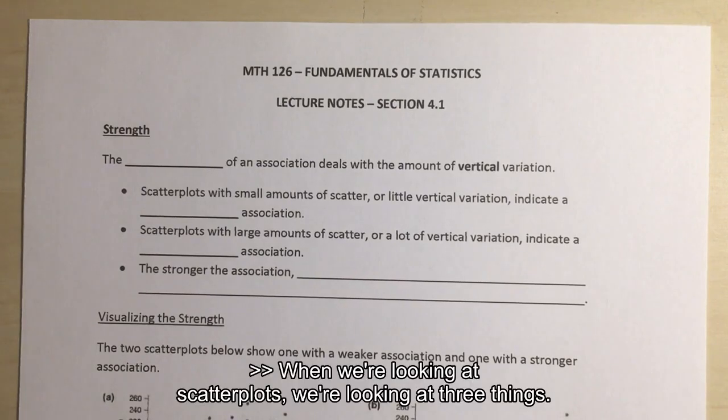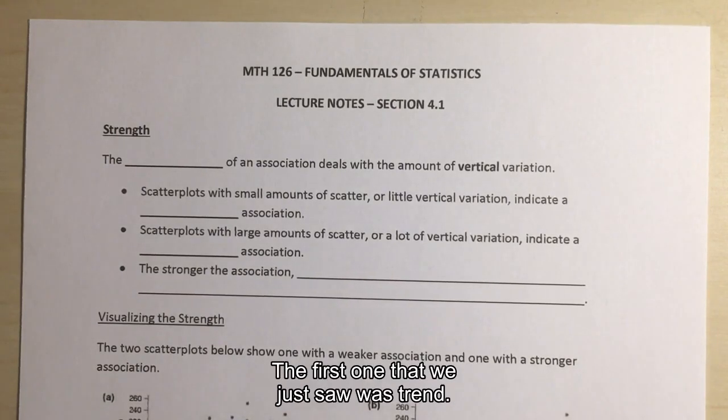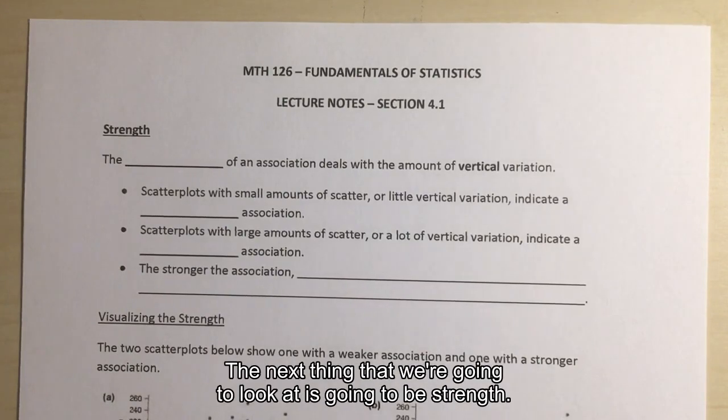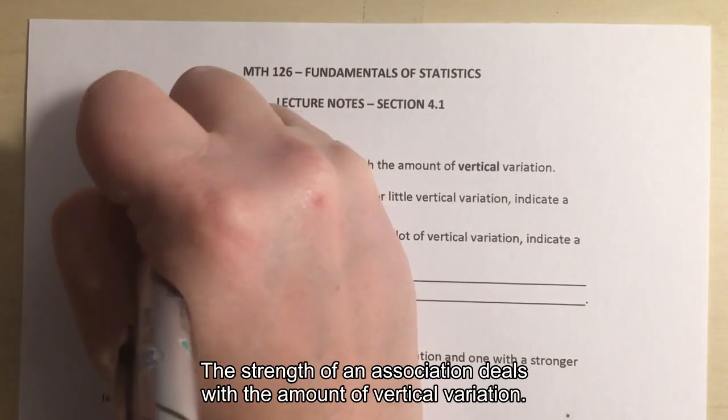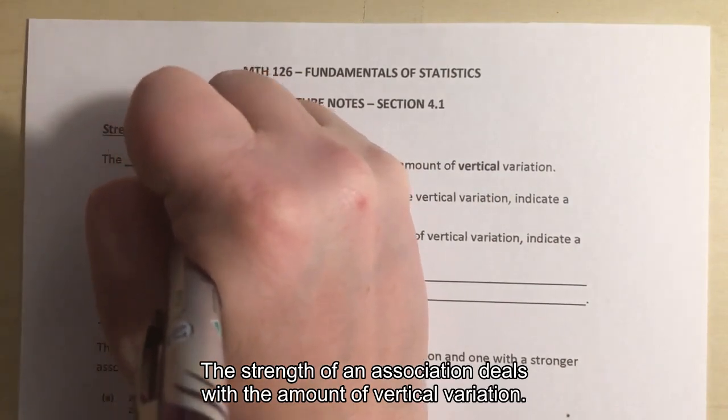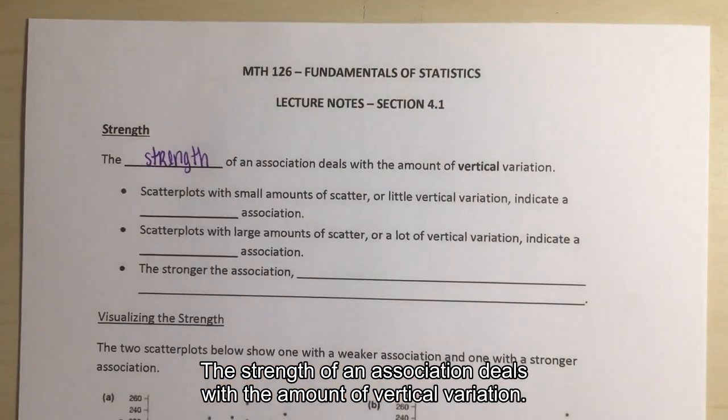Right. So when we're looking at scatter plots, we're looking at three things. The first one that we just saw was trend. The next thing that we're going to look at is going to be strength. So the strength of an association deals with the amount of vertical variation.